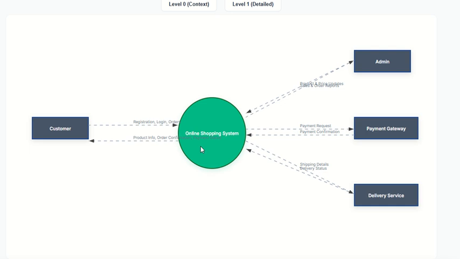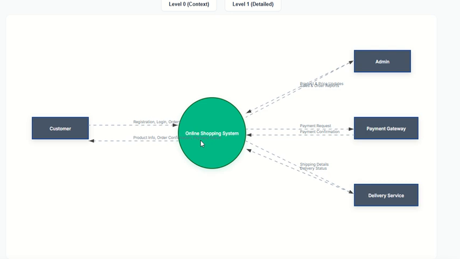So this represents the entire e-commerce platform. All activities such as user login, product selection, order processing, and payment handling happen inside this system. But at this level, we don't yet show those internal steps since we are in level 0 DFD context diagram. So we have the external entities. So what are the external entities? So external entities are the factors outside the system that exchange data with it.